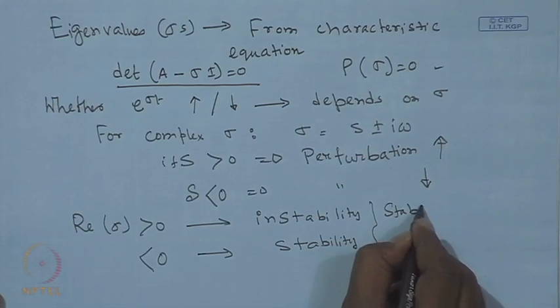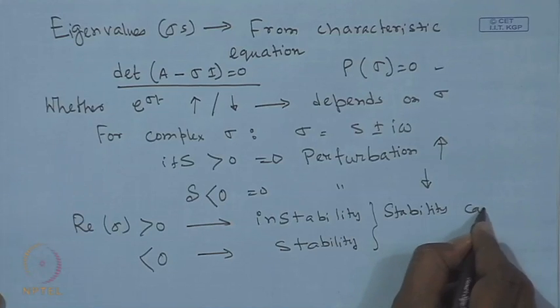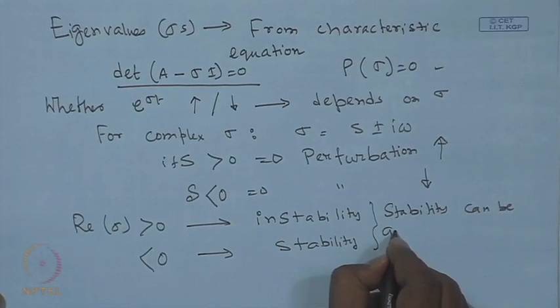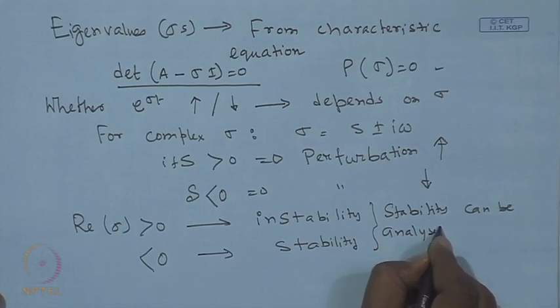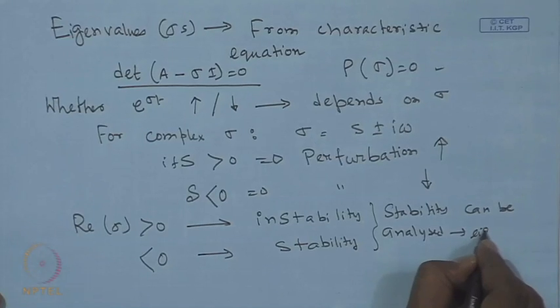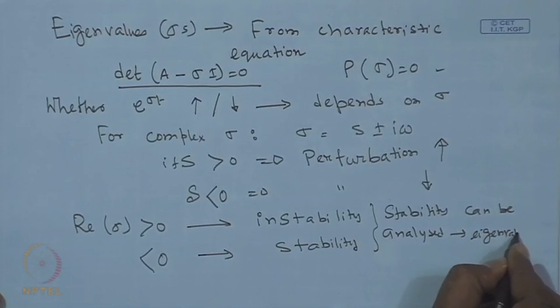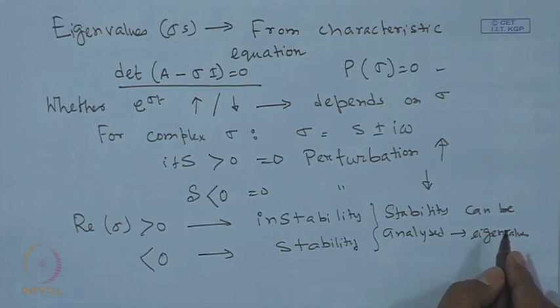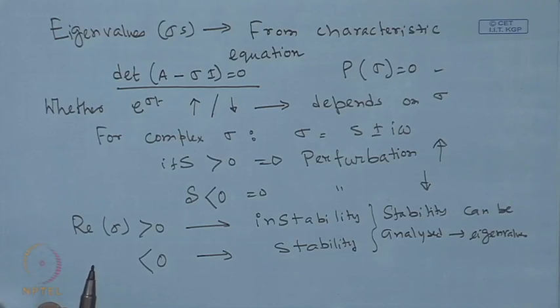So, stability can be analyzed by looking into the eigenvalues, and let us see how the nature of the eigenvalues will dictate whether the perturbation, the disturbance from the steady state, will grow in time or decay down in time. Now, let us see how the eigenvalues are evaluated in this particular case.